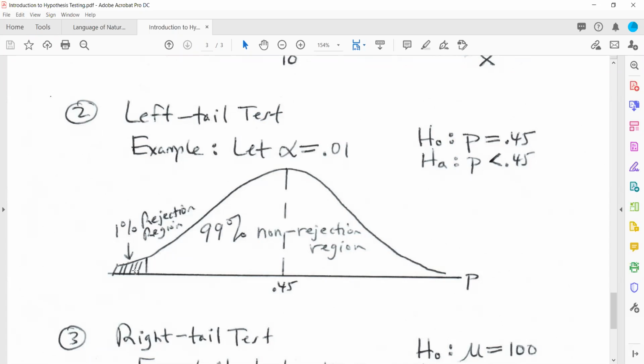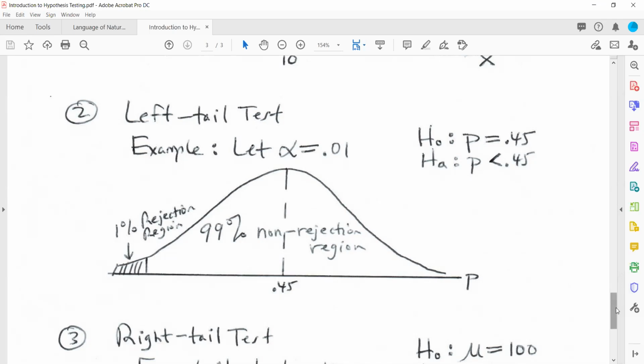And that becomes your rejection region. And then you have the rest of it, the 99%, as your non-rejection region. Once again, you plot your sample proportion somewhere along here. If it happens to be in this region here, then you reject the null hypothesis. If it's in the non-rejection region, you do not reject the null hypothesis.